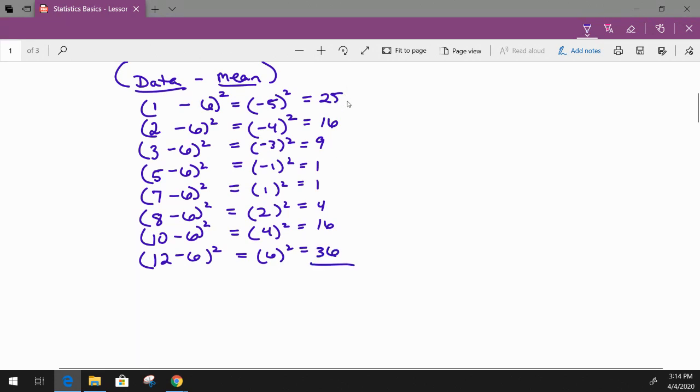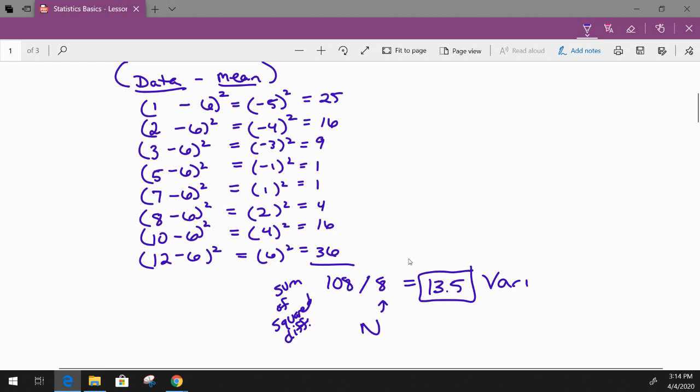All right, so now to continue finding my variance, I have to take the sum of the squared differences. When I add those up together, the 25, 16, 9, 1, 1, 4, 16, and 36, I get 108. And then I divide that by the number of numbers that I have, n, which is 8, and I get 13.5. So that is what you would use for your variance.